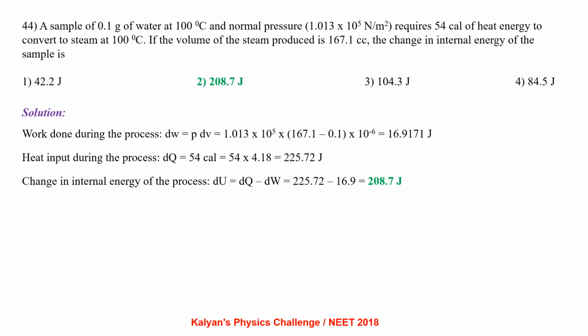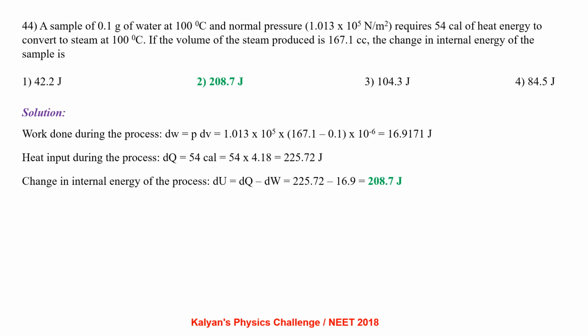A sample of 0.1 gram of water at 100 degrees centigrade and a normal pressure 1.013 into 10 power 5 Newton per meter square requires 54 calorie of heat energy to convert into steam at 100 degrees centigrade. If the volume of steam produced is 167.1 cc, the change in internal energy of the sample is.